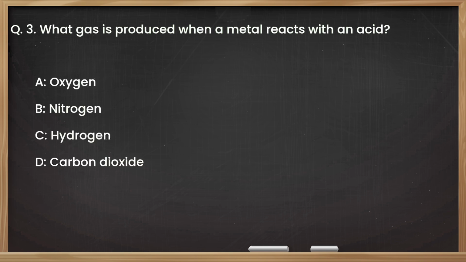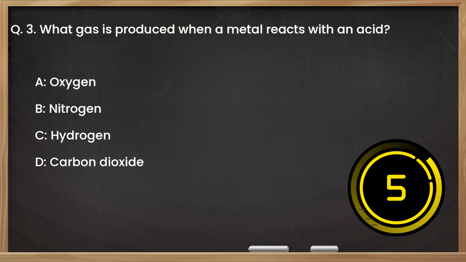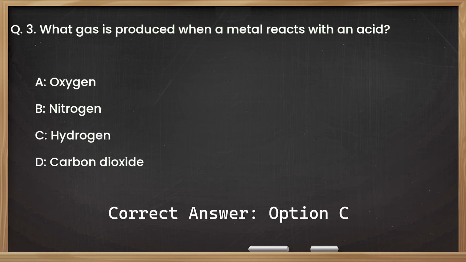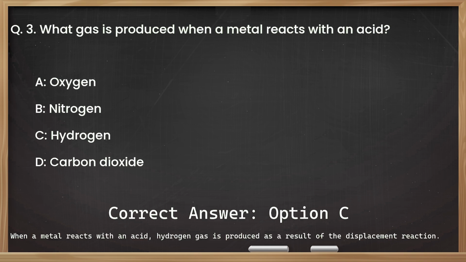Option A, oxygen. Option B, nitrogen. Option C, hydrogen. Option D, carbon dioxide. You have 5 seconds to answer the question. The correct answer is option C, which is hydrogen. When a metal reacts with an acid, hydrogen gas is produced as a result of the displacement reaction.